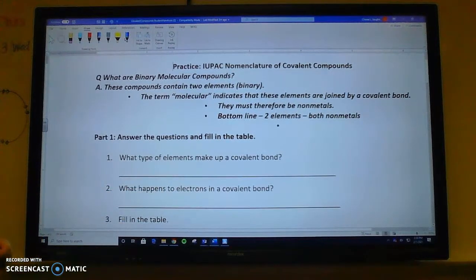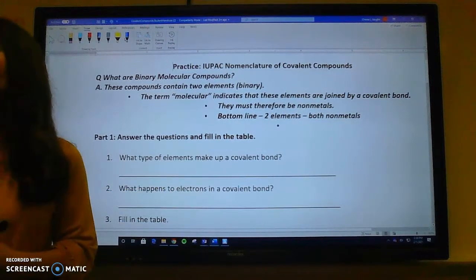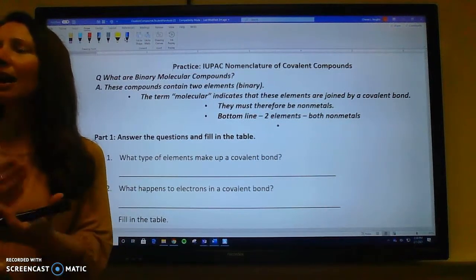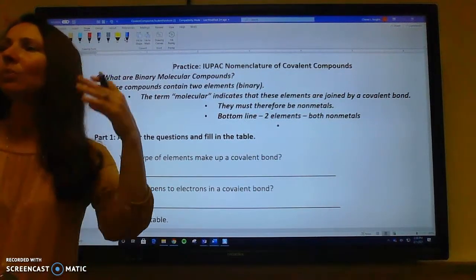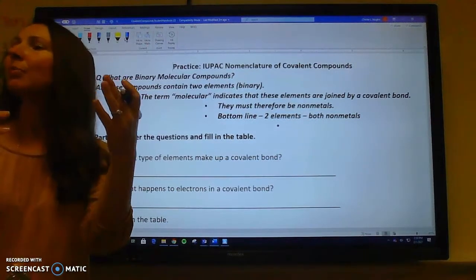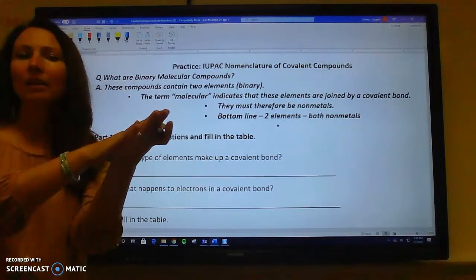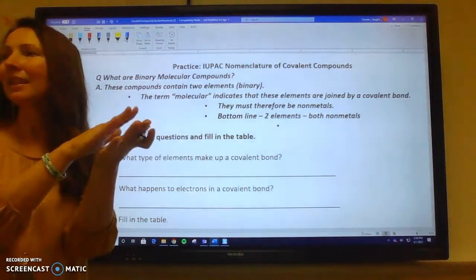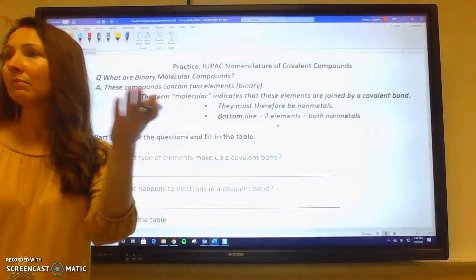So remember, last Thursday we talked about ionic compounds. If you didn't do that yet, ionic compounds have a metal with a non-metal. You name the metal. You don't worry about the numbers in the formula when you're naming it. The non-metal gets changed to IDE, like sodium chloride.